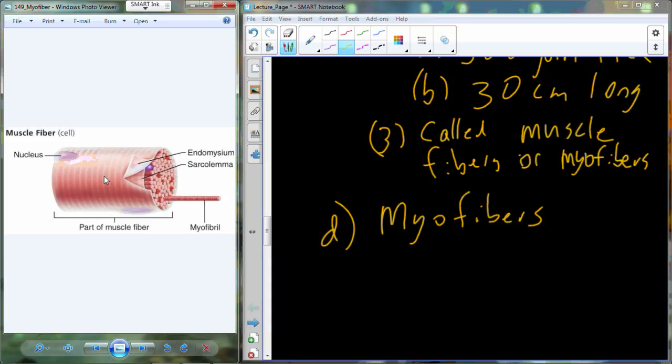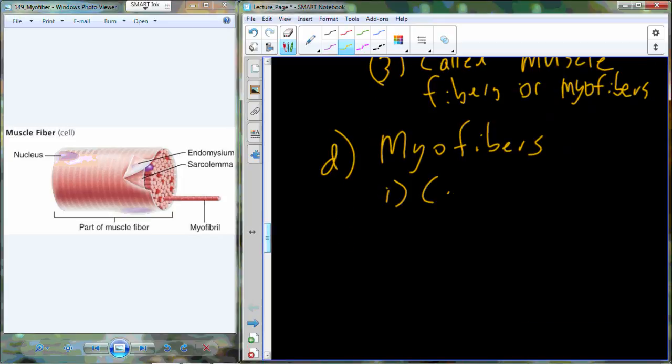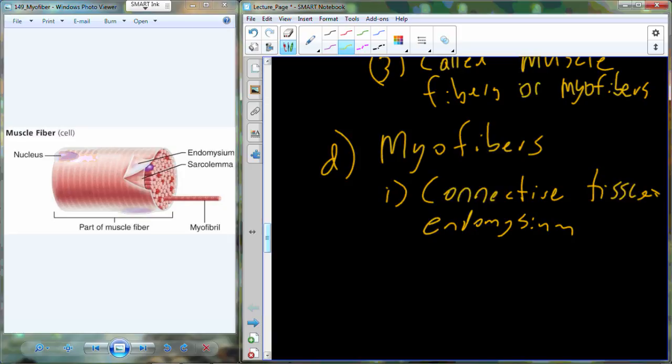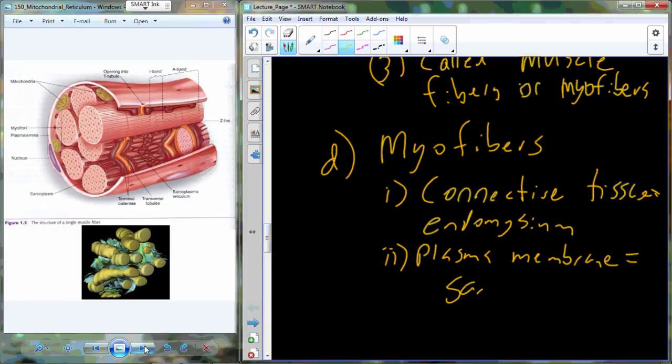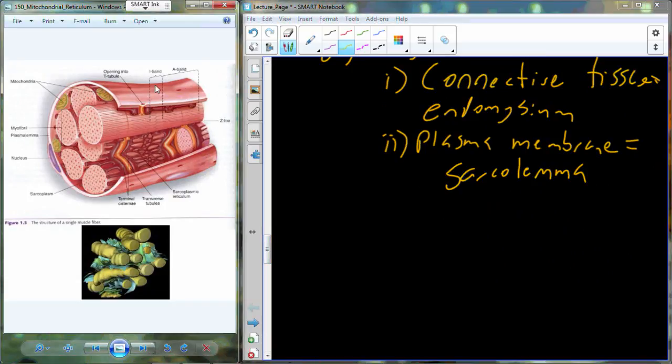So plasma membrane, phospholipid bilayer, which is called sarcolemma. Notice that right below this connective tissue called the endomysium, we have the plasma membrane, the cell membrane, called the sarcolemma. Now, one of the unique things about the sarcolemma: notice that there are these invaginations. They are basically tube-like structures that permeate into the muscle cell.